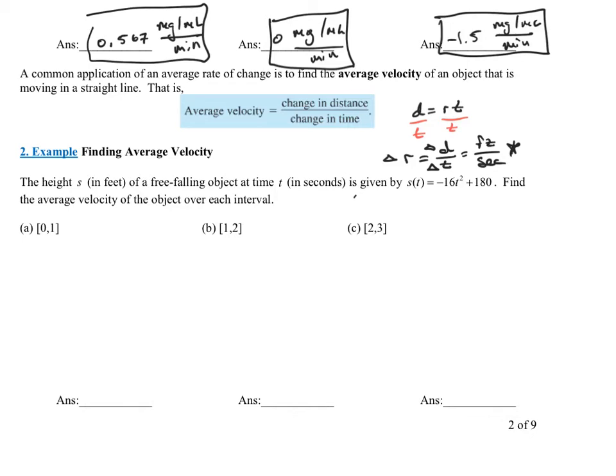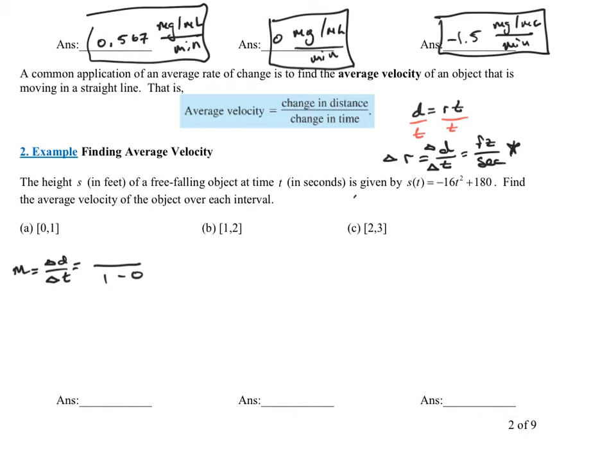So let's look at this. What is our average velocity from 0 seconds to 1 second? Again, to find that average velocity, we're finding the slope. This is going to be the change in distance over the change in time. In this case, we know what our time is. They're giving us a time of 1 and a time of 0. But we need to find our distance.